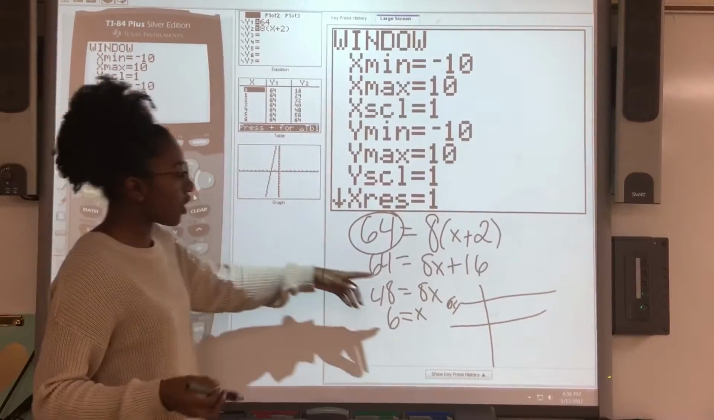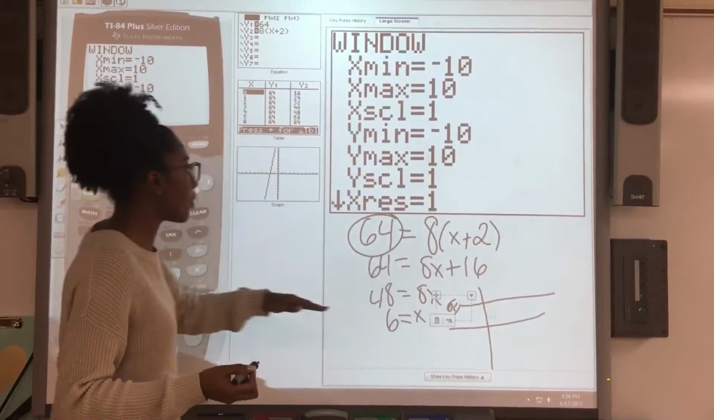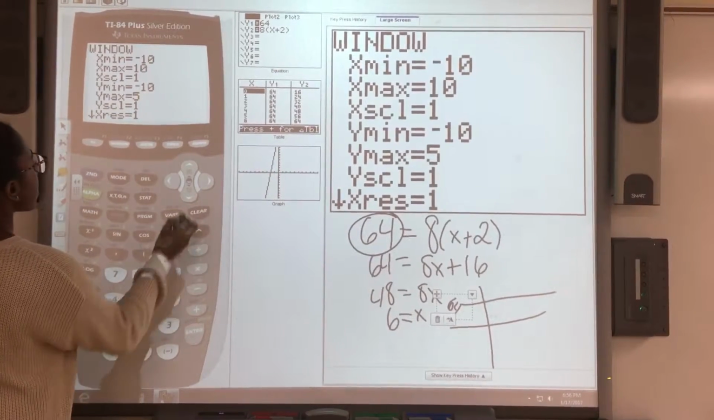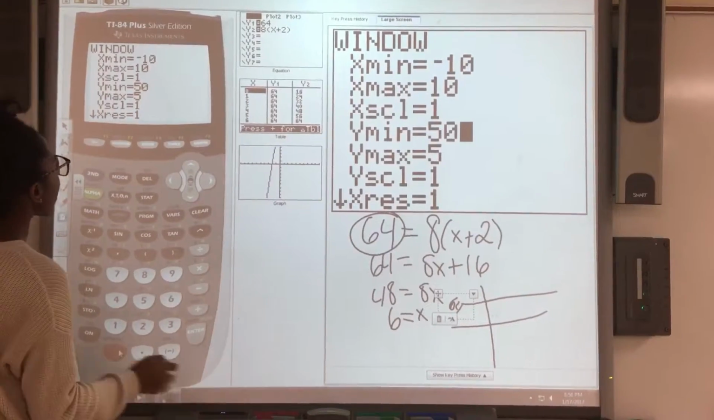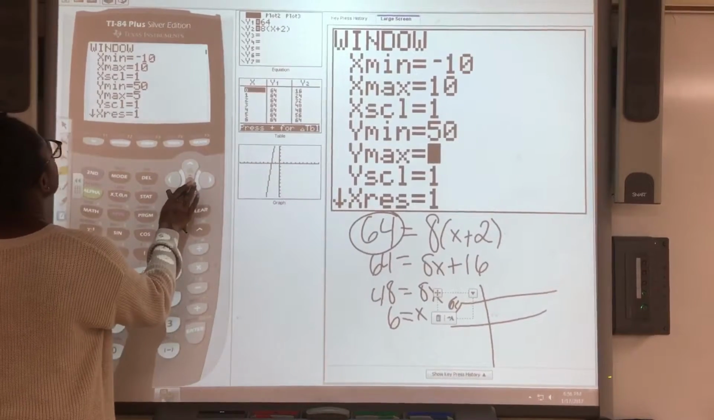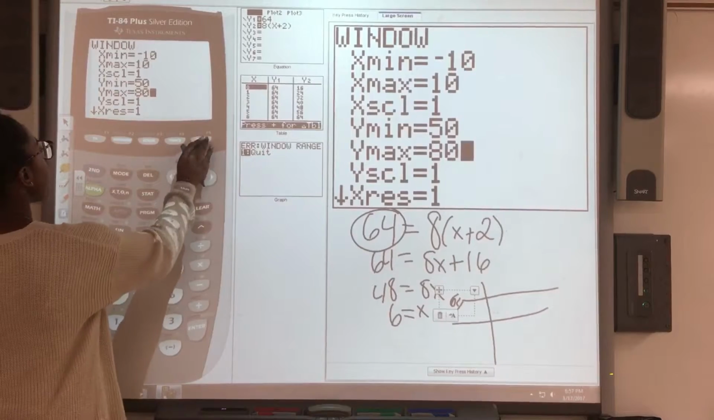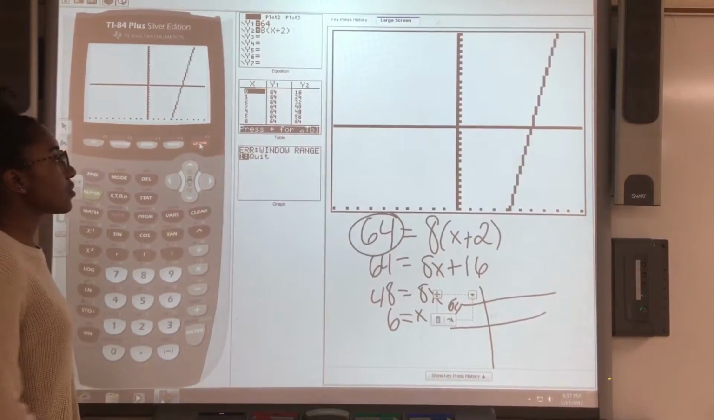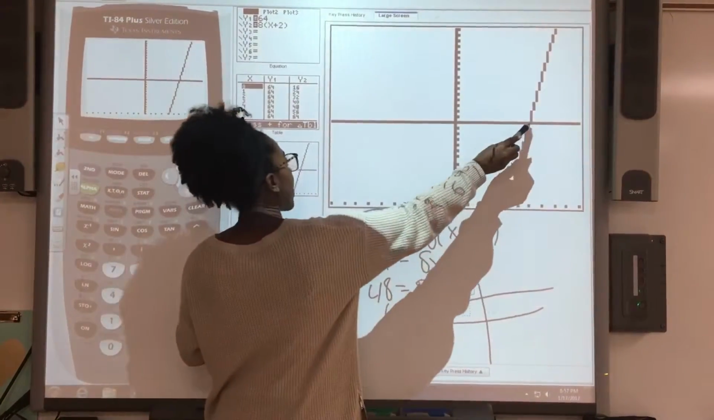y-min. If you know that the line you're looking for is at 64, you'd want to choose a value below 64 to be the minimum you can see. So we'll just go with 50. And a value that's above 64 for your y-max can just be 80. It doesn't really matter. Now when I click graph, there's my 64, and there's my other equation. So now we see both of the equations, and we see where they intersect.